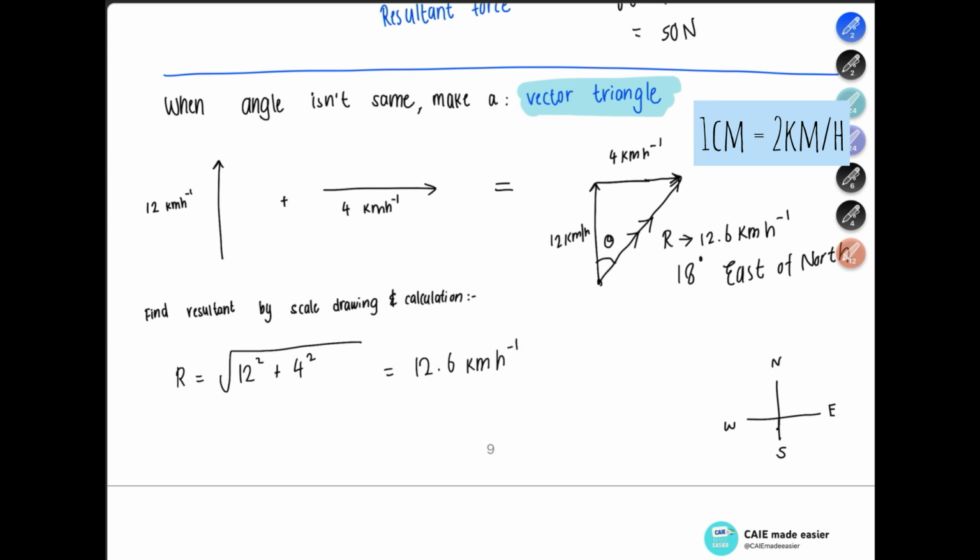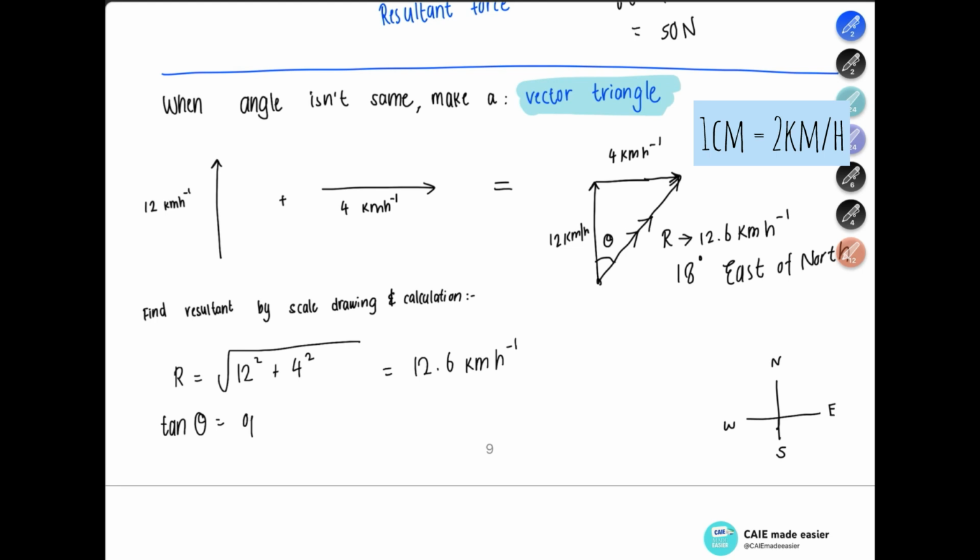Now what about the angle? Remember, tan equals opposite over adjacent. You may know this from SOHCAHTOA. You may know this from math, right? So what is our opposite? Opposite is this one, 4 kilometer per hour, and adjacent is 12 kilometer per hour. This resultant is the hypotenuse, right? So this is going to be theta equals tan inverse of 4 divided by 12, and then you will get 18.4.